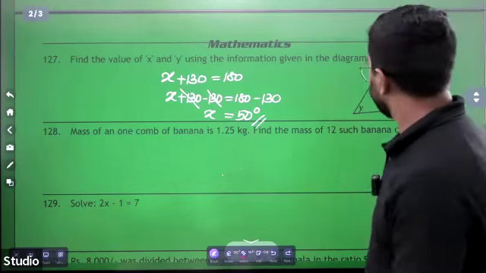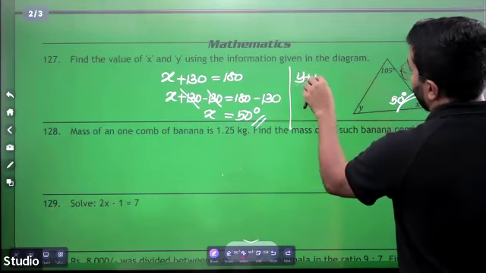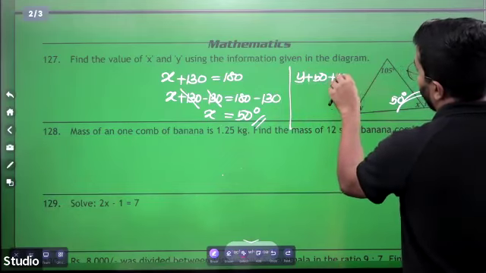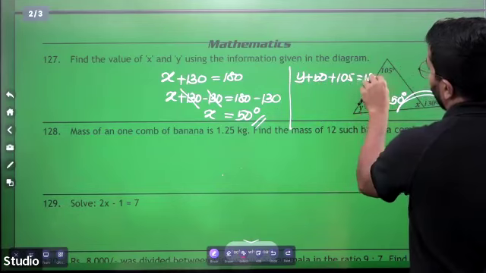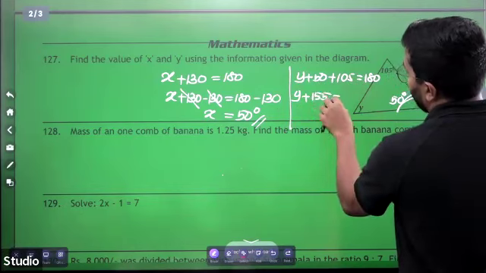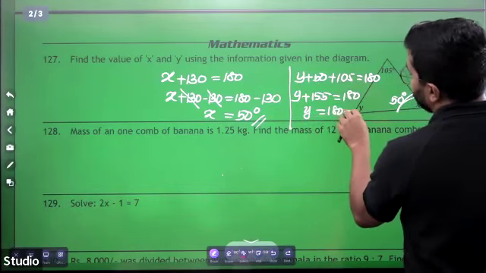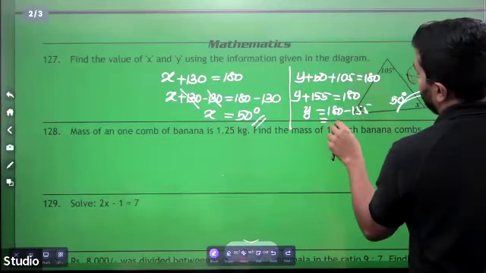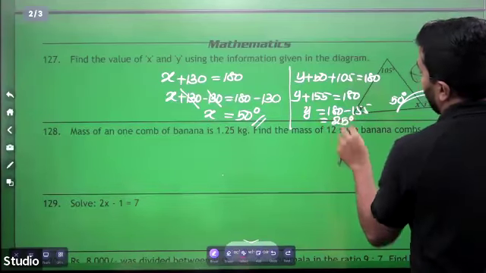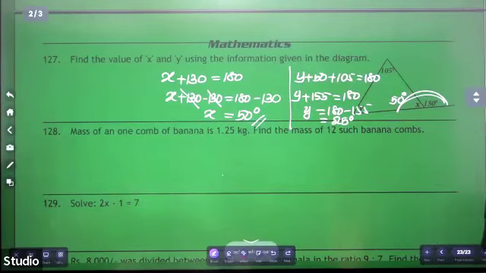Tell me the value of y. y plus 50 plus 105 equals 180. y plus 155 equals 180. y equals 180 minus 155. y is 25. Who got the correct answer? Nice.